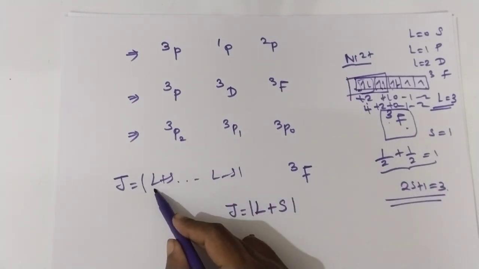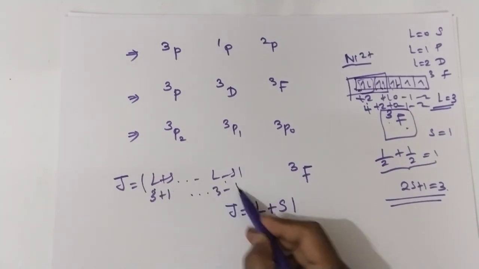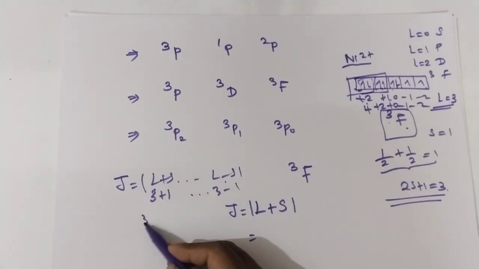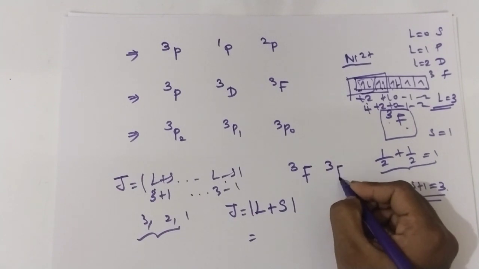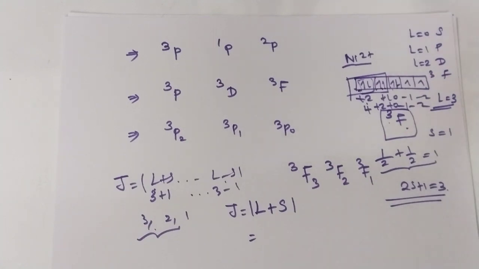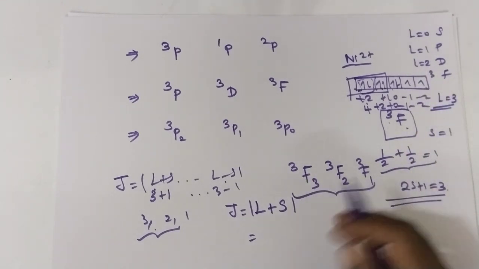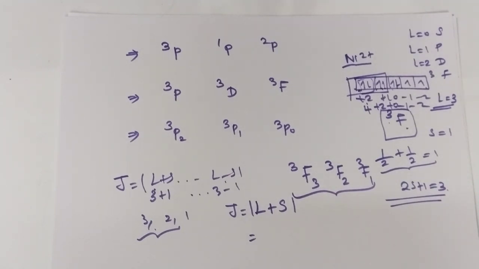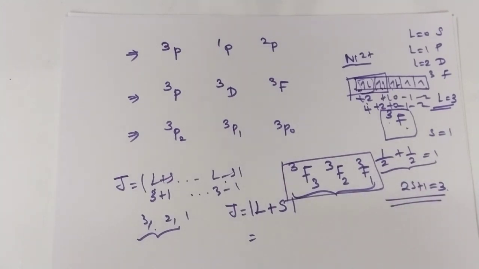See, generally J value is L plus S to L minus S. L value is 3, S value is 1. So the possible J values are 3, 2, 1. Okay, these are the possible J values. So the term symbols may be like this: 3F3, 3F2, 3F1. These are all the possible term symbols for nickel 2 plus configuration. Among these three, which is the ground state term symbol? That is our question. What will be the ground state term symbol?